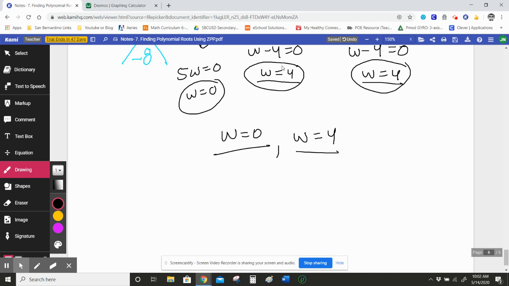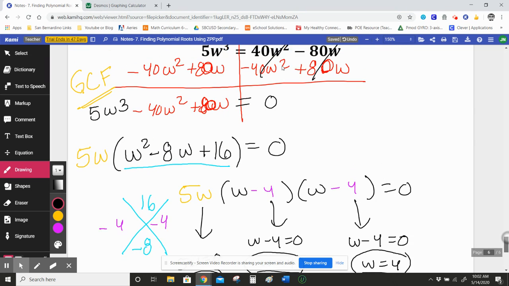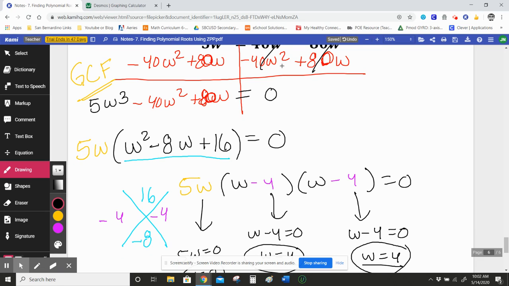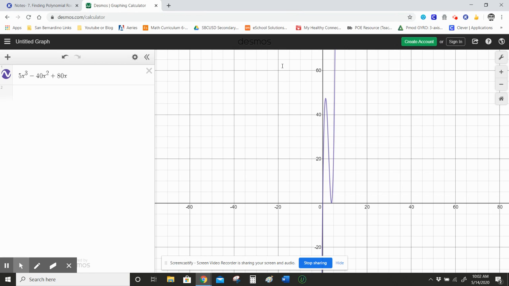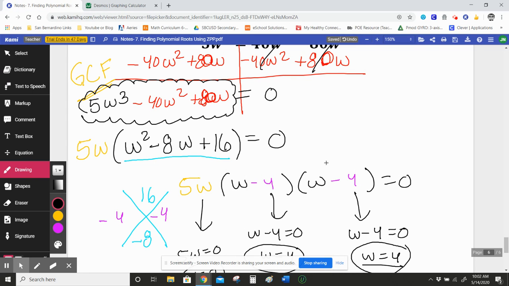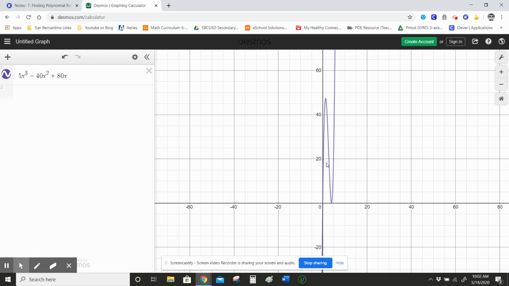Okay, when I check my answer with Desmos, I graph the original polynomial once I set it equal to 0. This is the polynomial that I'm going to put on Desmos, because that's the one after I set it equal to 0, not before. So 5w to the power of 3 minus 40w squared plus 80w. So 5x to the power of 3 minus 40x squared plus 80x, this is what I get. So it's another one of those S-looking curves. It goes up and then down and then up again. So that's exactly what I get.